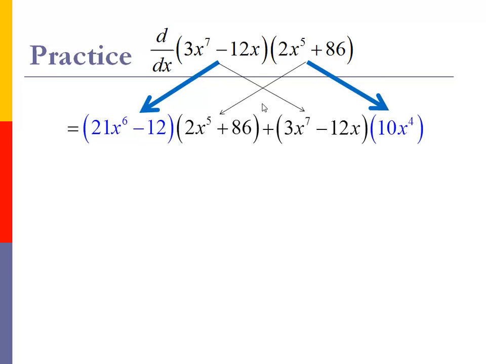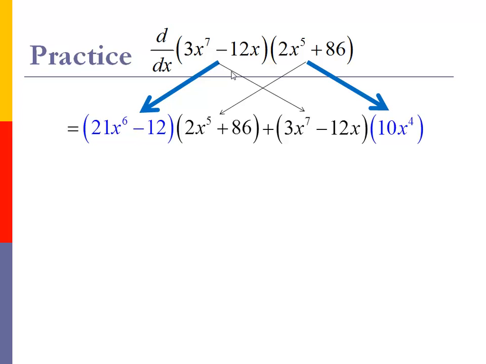And then we do the derivative of the second piece. That's where you're seeing that 10x to the 4th, but we're leaving the 3x to the 7th minus 12x alone. We're not touching that. We're doing the derivative of only one piece at a time. That's the key thing for this product rule. And then once we've done that, that's the derivative.